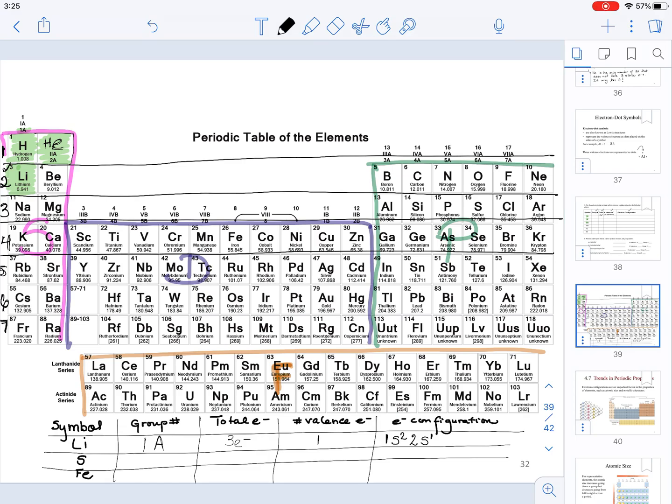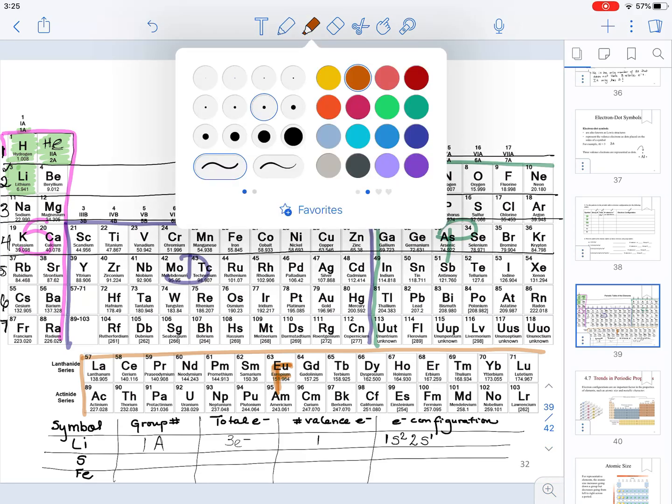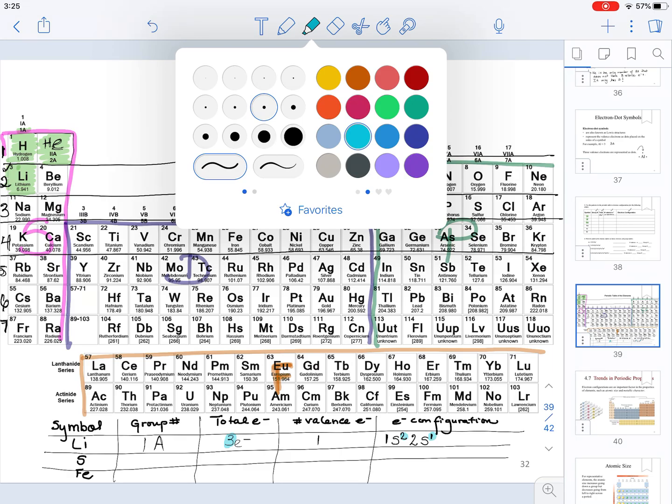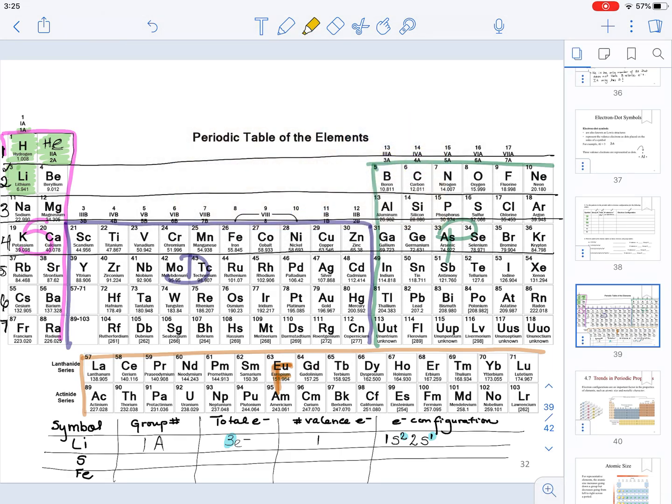How do I verify my answer? Because if you add the superscripts 2 and 1, that equals the 3 electrons in lithium, okay? How do I verify my valence electrons? I will look at the highest shell number. As you can see, that is 2. And on level 2, I only have 1 electron. That's where this one comes from.